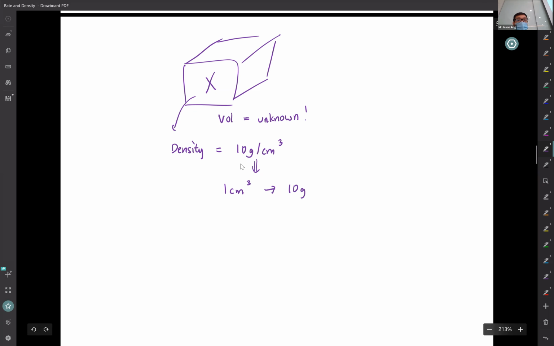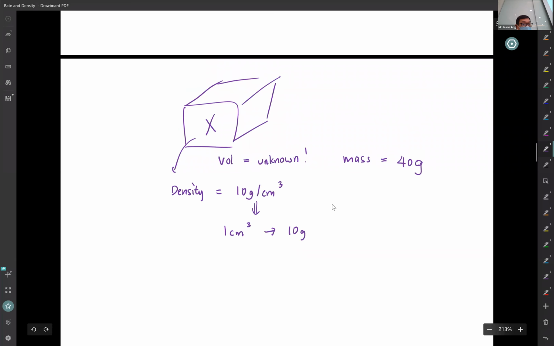This is the something per something that I mentioned earlier on. Every 1 cm cube has 10 gram. Understand? You do not know the volume, but you know the mass. I'm telling you the mass is 40 grams. Think about what I'm telling you here so far. We know this, we know this. Can you now tell me what is this unknown value? You take your time, you do this now.